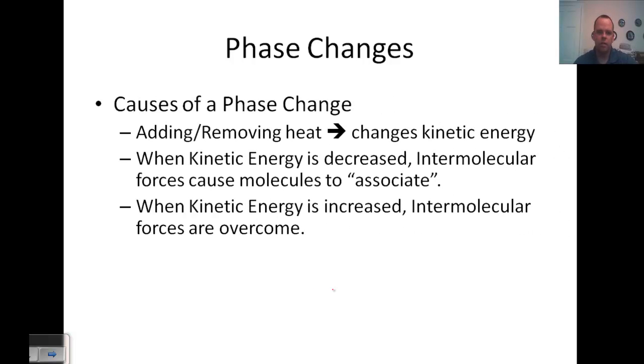When a phase change occurs, generally what happens when we're adding or removing heat is that we change the kinetic energy of the molecules, so they speed up or slow down. When the kinetic energy is decreased, the molecules move slower, and the intermolecular forces can cause the molecules to associate together, held together by the intermolecular force. When kinetic energy is increased, the particles move faster, and any intermolecular forces holding the particles together can now be overcome.